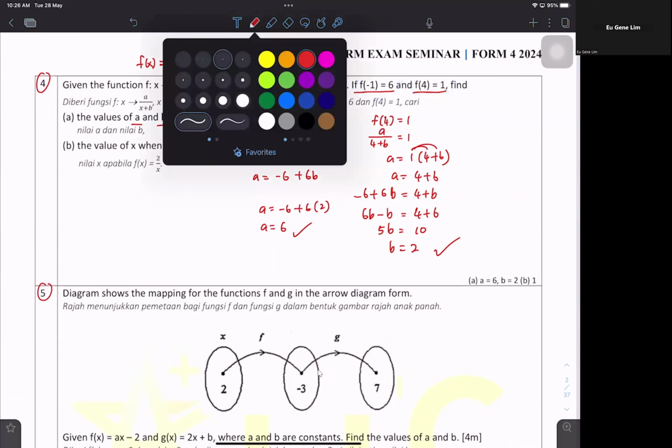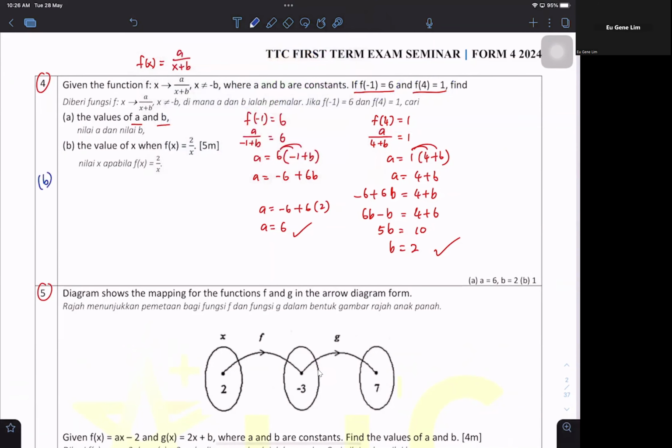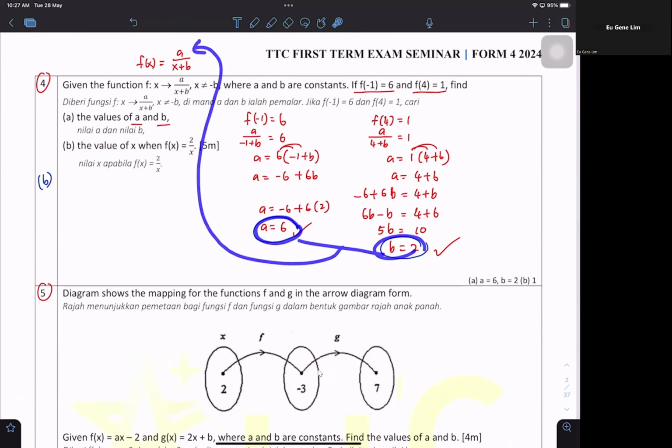Okay, next question B. Before we do question B, because just now in question A you already found a and b, right? So what you do now, you first take the a and b and sub back into the function. You write down the actual function.